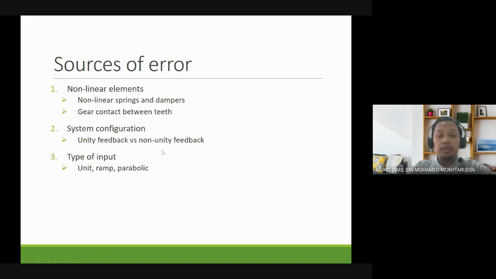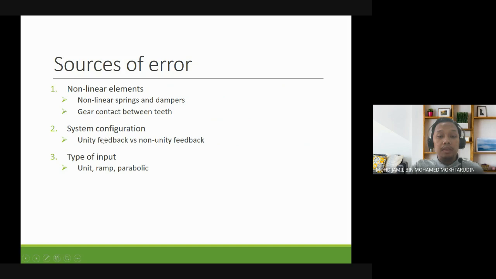So there are a lot of sources that cause the error. One of these are the three examples. The first example, if you have non-linear elements such as non-linear spring or dampers. Non-linear meaning that the relationship for spring is no longer F equals K times X. Maybe the relationship is different. And for damper, it's no longer F equals B times X dot. And then maybe you have friction between two gears. So those are the causes of error.